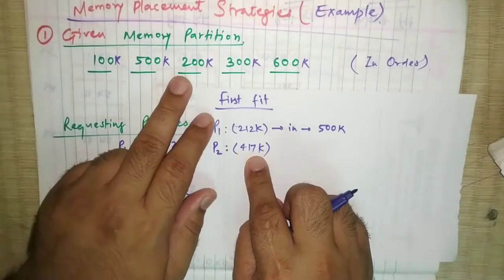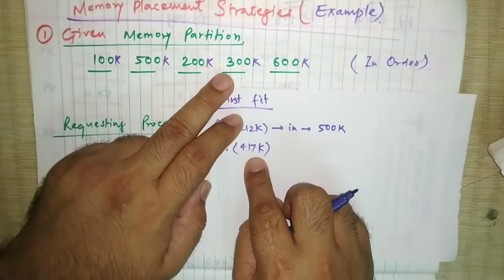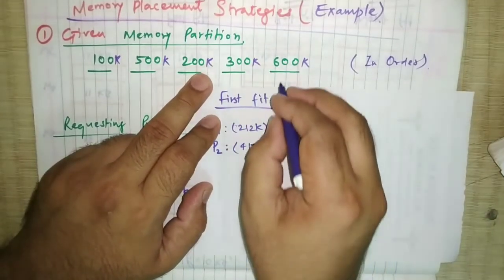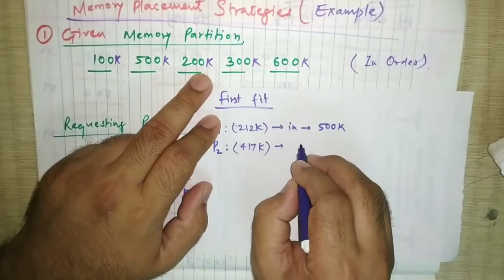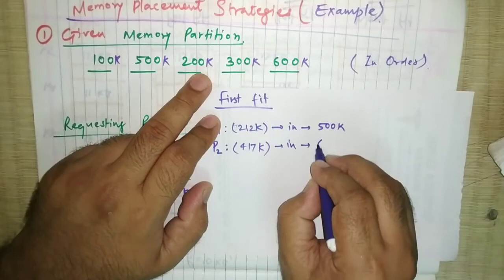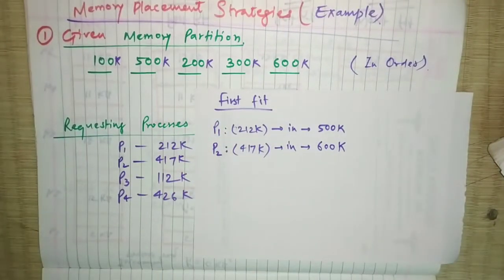We'll go to the next one, that is 200k. It is not possible. We'll go to the next partition, that is 300k. It is still not possible. Then we'll go to the last partition, that is 600k. Okay, so this is possible. We can go into the last partition, so the 600k partition is allocated to process 2, which is done.